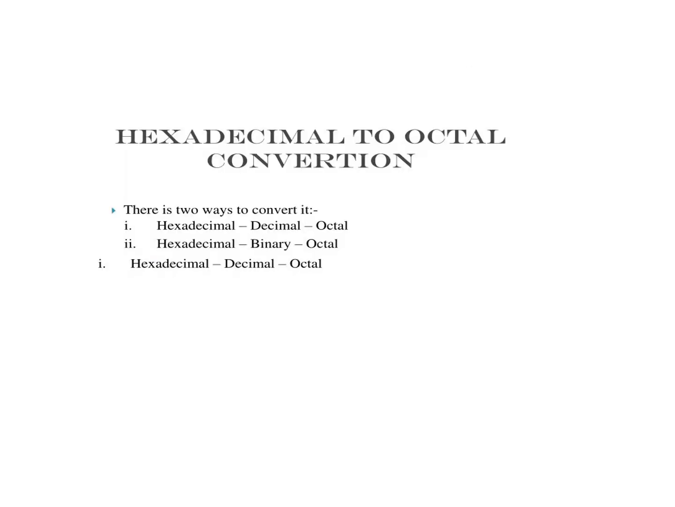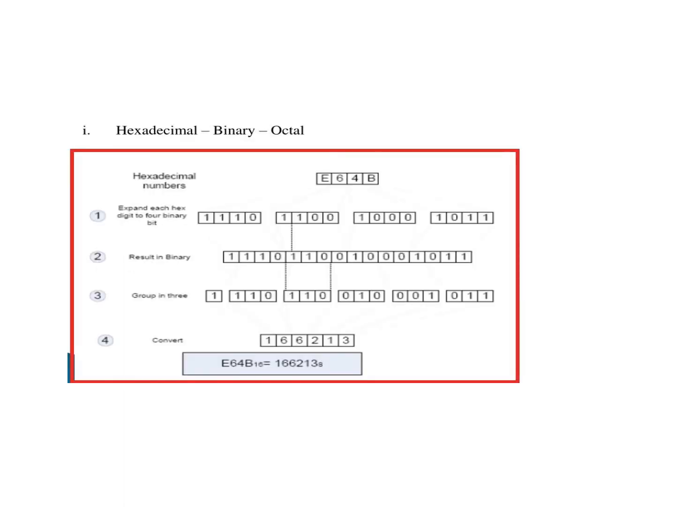Converting hexadecimal to octal, there are two methods to convert it. First, convert the hexadecimal to decimal, then the decimal number is converted into an octal number. Next is hexadecimal to binary, then binary to octal. So firstly we will discuss the hexadecimal to decimal, then decimal to octal method, which I have already discussed with you. Hexadecimal to decimal conversion I have already discussed, and decimal to octal conversion I have already discussed.